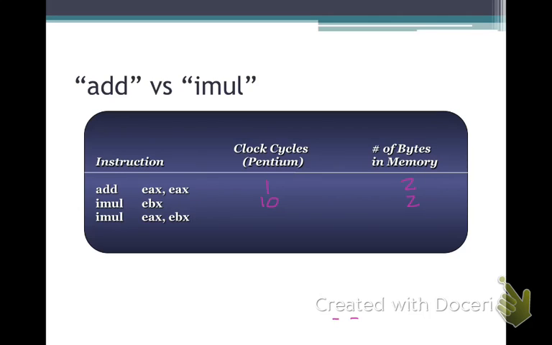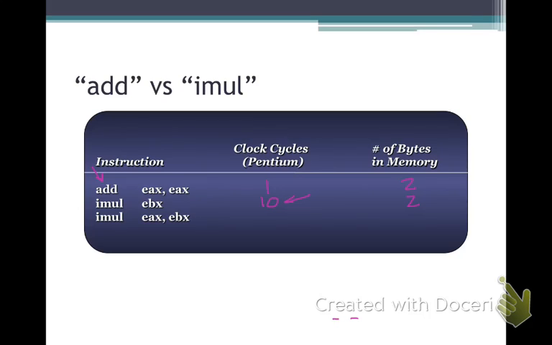So even now, I can look at this and say, if I'm worried about clock cycles, if I have a non-pipelined or single core processor and I still worry about clock cycles, then if I'm going to be adding something to itself, and clock cycles or time is the critical factor, then I can add something to itself up to 10 times, until it gets less efficient to do that, then use IMUL.